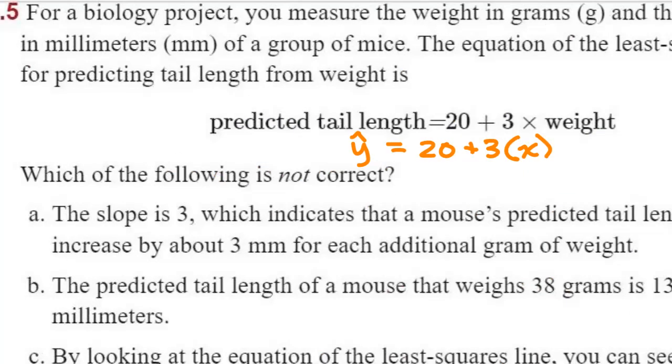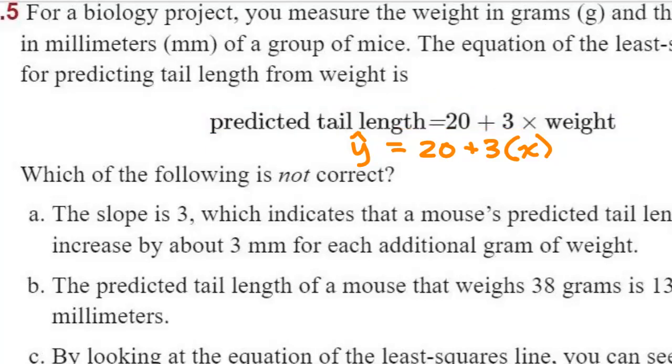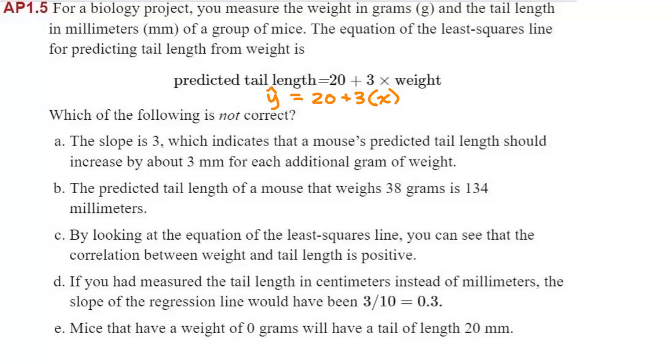I wrote it out as an equation, almost like slope-intercept form, but when you are writing a least squares regression equation, this is the preferred way to write it out with the words in there so that nobody has to guess what your variables mean. If you use x and y, please make sure you put a hat on the y, and then you've got to explain what those pieces mean. Which of the following is not correct? The slope is 3. That is the slope, which indicates the mouse's predicted tail length should increase by about 3 millimeters for each additional gram of weight. This one's correct, and I want things that are not correct.